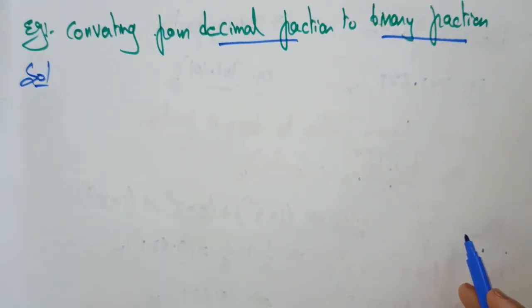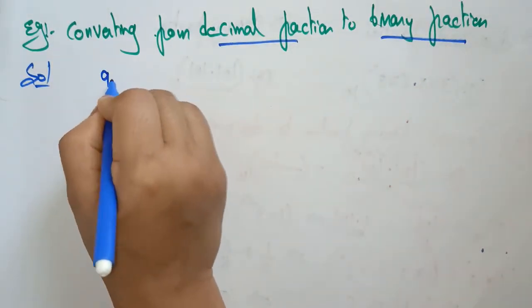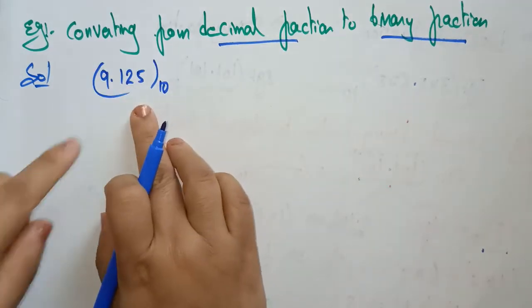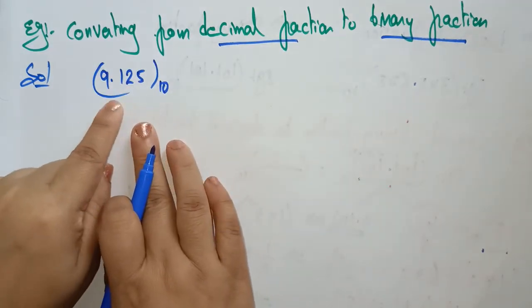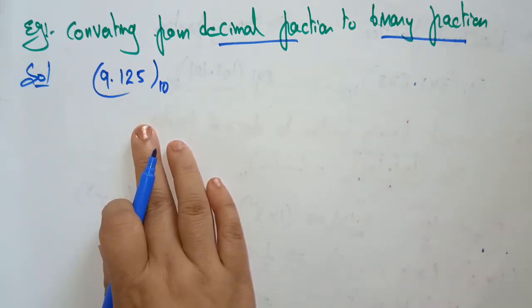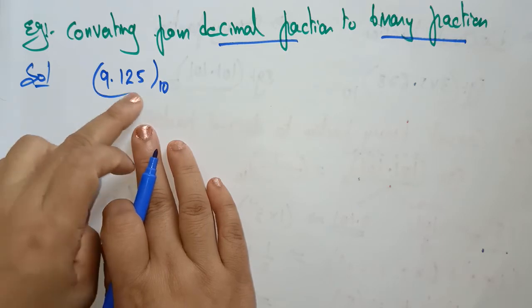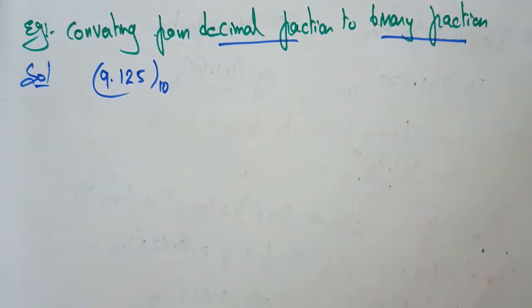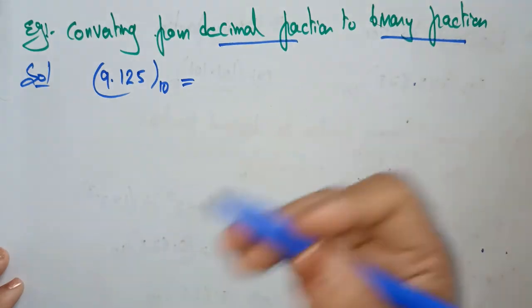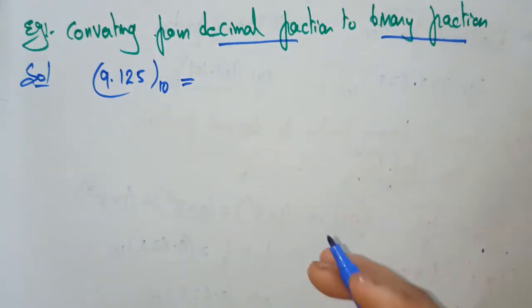Decimal fraction to binary fraction. Let me take one decimal number, 9.125 to the base 10, that I want to convert. This is a decimal number, which humans can understand, it's a readable state. 9.125 to the base 10 is a decimal fraction. Now I want to convert it into a binary fraction, in ones and zeros, from base 10 to base 2.